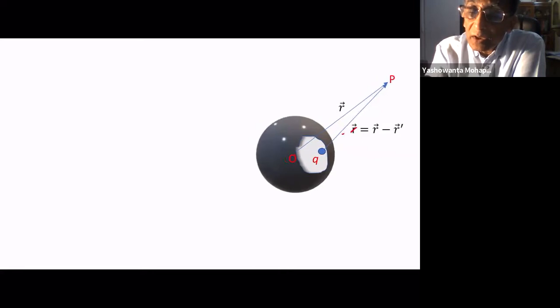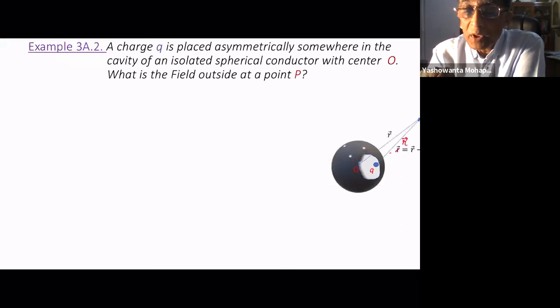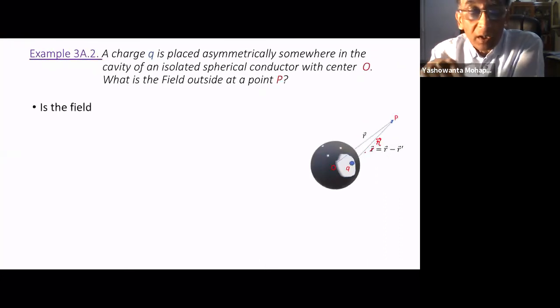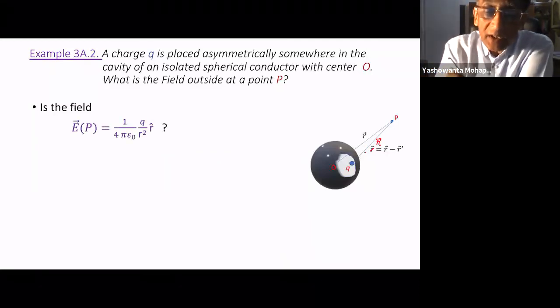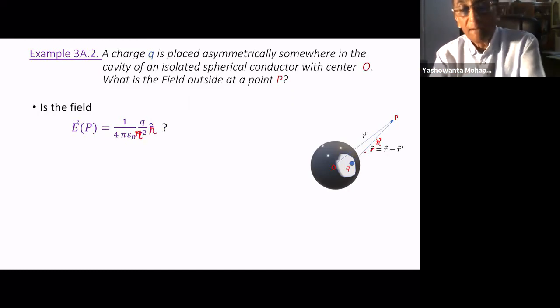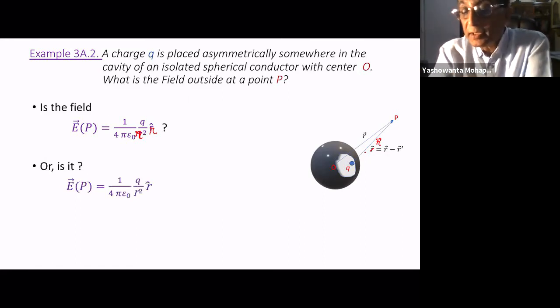This is not showing it correctly. Sorry, in this figure it is actually R here. So this is a Griffiths R, so R is equal to R minus R. The question is, what is the field at point P? Is this the Griffiths R, or is it as if it's at the center? That is, is it this R or this R?